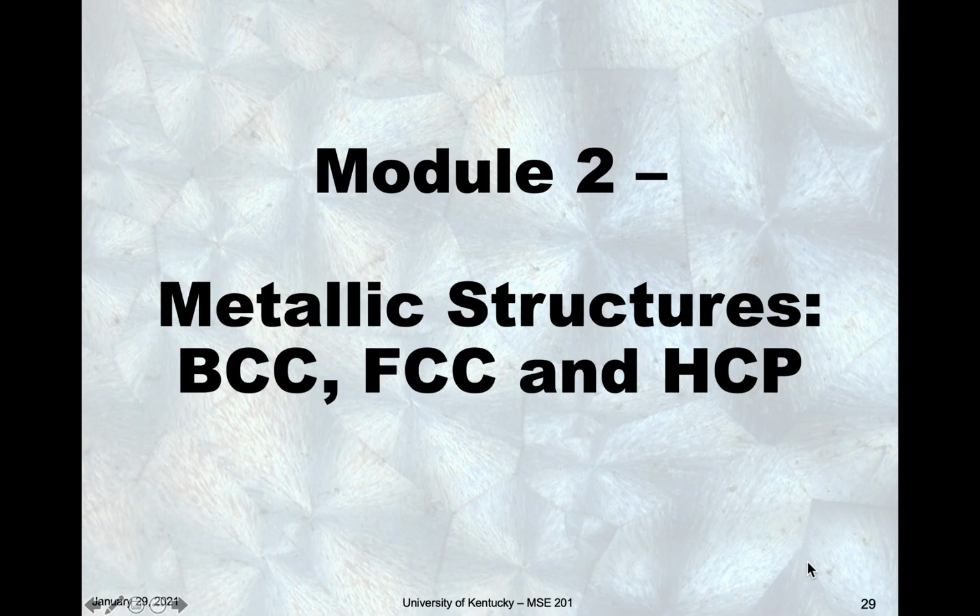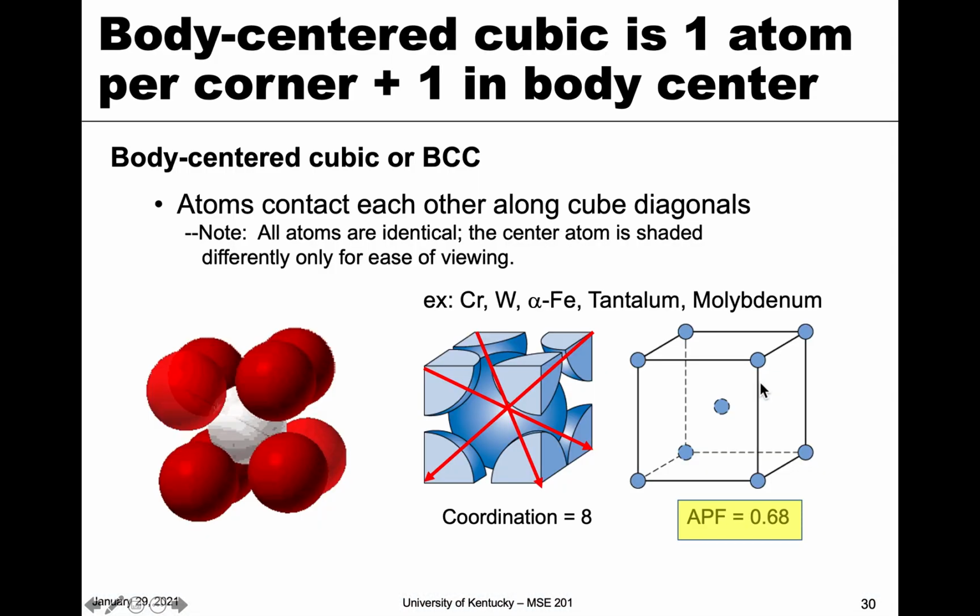All right. So we've looked at the simplest of metallic structures, albeit not very common. And so now we're going to look at the more common structures. And so these are BCC, FCC, and HCP. So let's start with the first one.